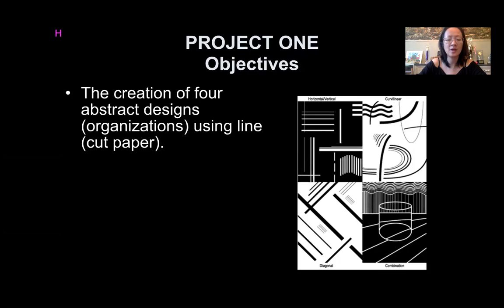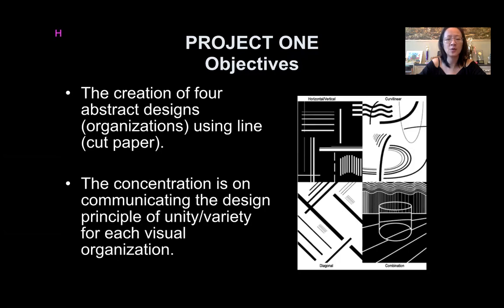And in our project, your work is to create 4 abstract designs. So yes, 1, 2, 3, 4. And the concentration is on communicating the design principle of unity and variety for each visual organization. So with the horizontal and vertical, you're going to use only horizontal and vertical lines. With curvilinear, you only use curved lines, and diagonal, you only use diagonal direction. And combination basically means that you should use all 4 kinds of direction.